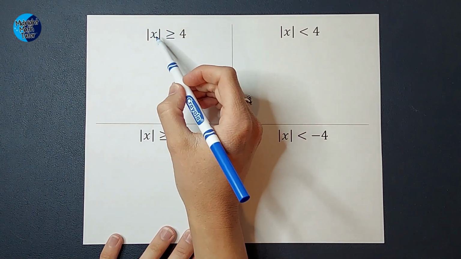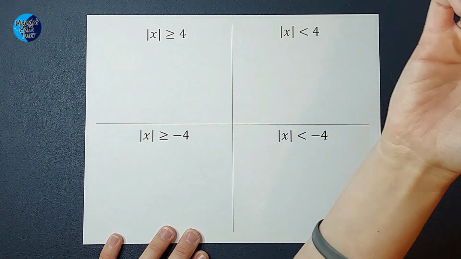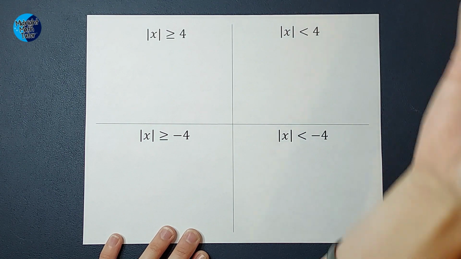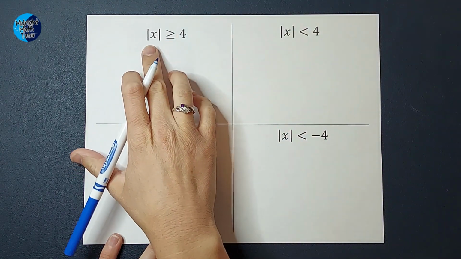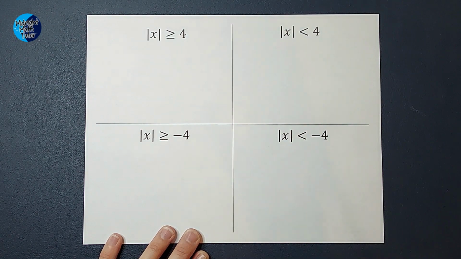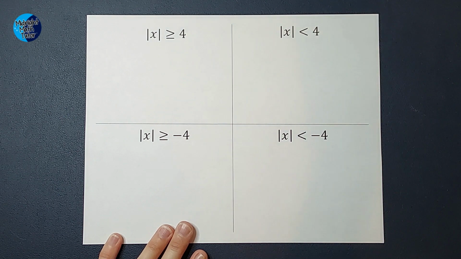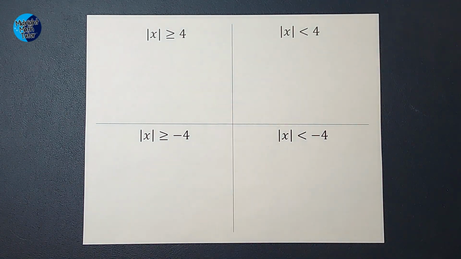So we have the absolute value of x is greater than or equal to 4, okay? So what we need to remember about absolute value is it's asking for a distance, okay? It's asking how far is this number in here from 0, okay? So if I were to have the absolute value of 6, my answer would be 6, right? If I were to have the absolute value of -6, my answer would also be 6, okay?